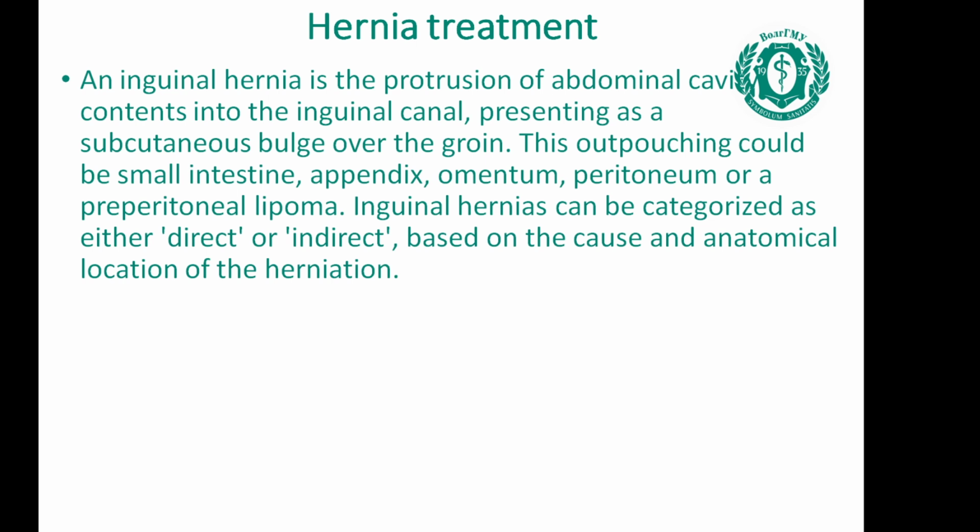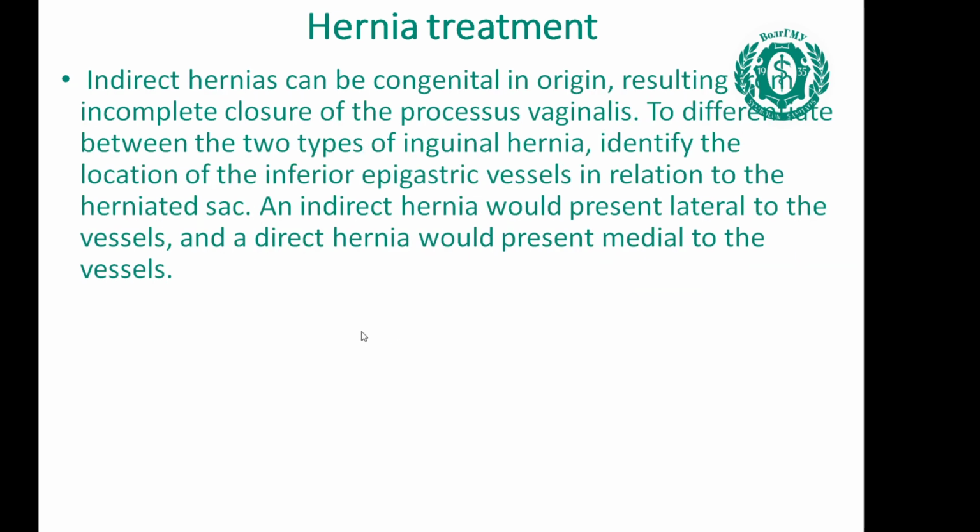Usually the mobile organs are part of the hernia, because they can move easily and can exit the abdominal wall through the weak places, through the defects of the muscular-aponeurotic layer. Indirect hernias can be congenital in origin, resulting from incomplete closure of the processus vaginalis.